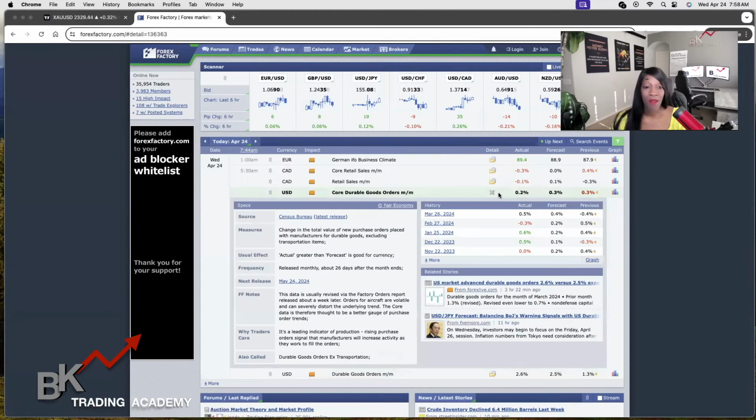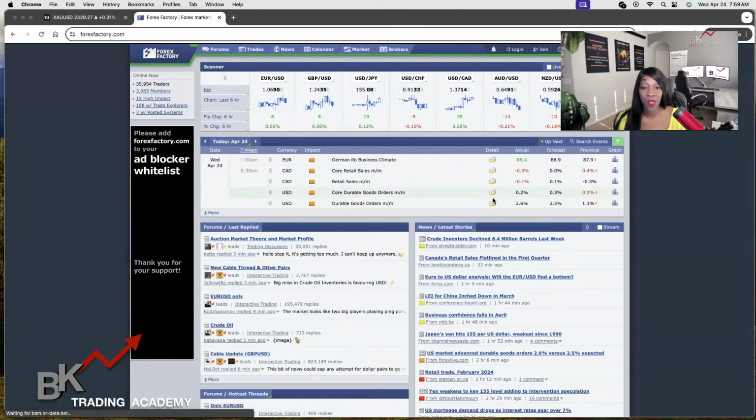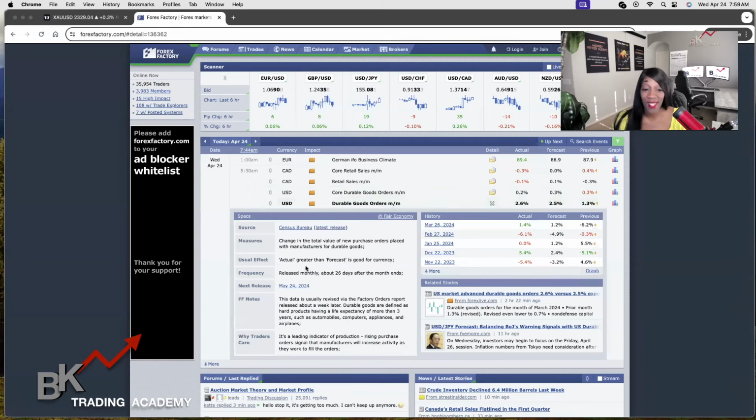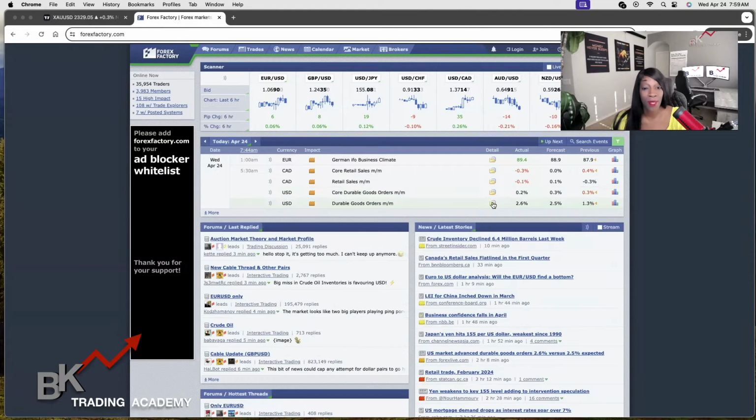Now, if you click on the envelope, it will give you more information. It says actual greater than forecast is good for the currency. We actually came in lower than the forecast, so that was bearish for the USD. We also click on the other folder. You can see that it says actual greater than forecast is good for the currency. Now, even though this came in slightly higher than the forecast, it didn't add as much weight as core durable goods. So what happened is that we saw a bullish reaction for gold.